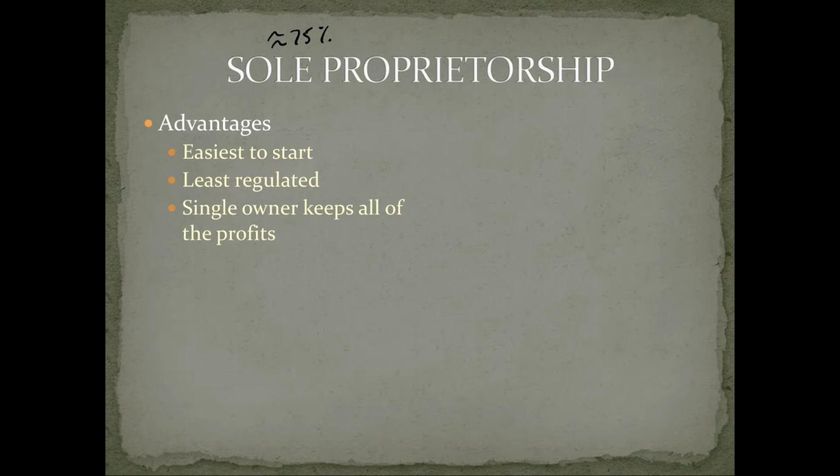The single owner keeps all of the profits, so you are the only owner, you keep all the profits, and you are taxed only once as personal income. So sole proprietorships are what are called a pass-through entity, so your profits pass through the actual business to the individual, and you are taxed on those profits only once as personal income.